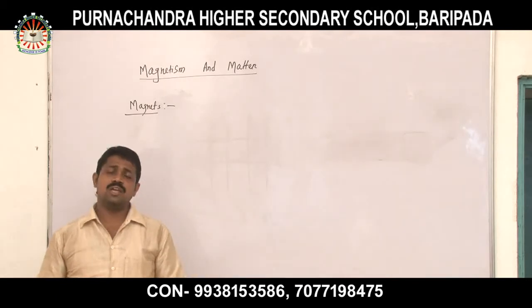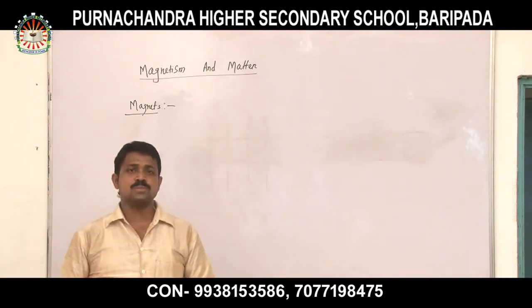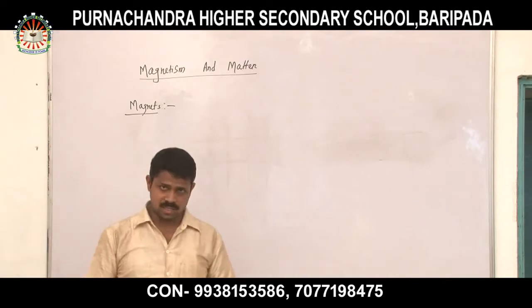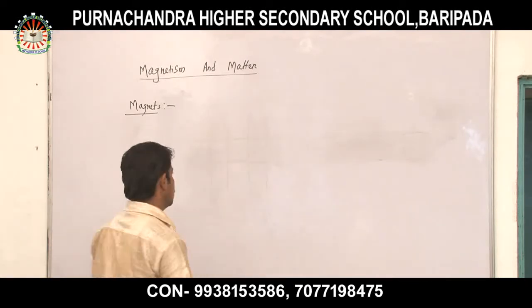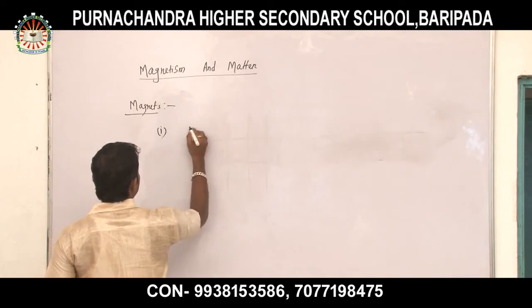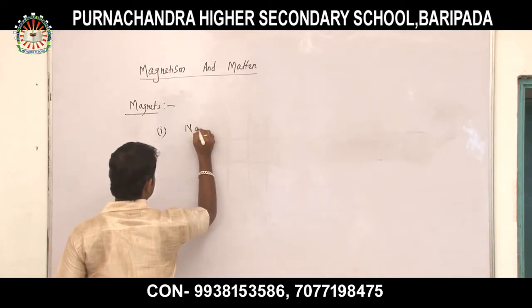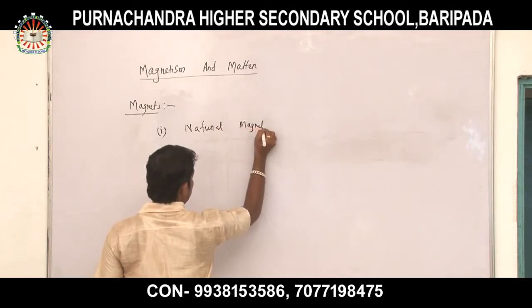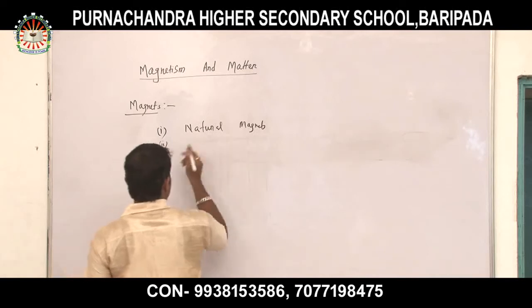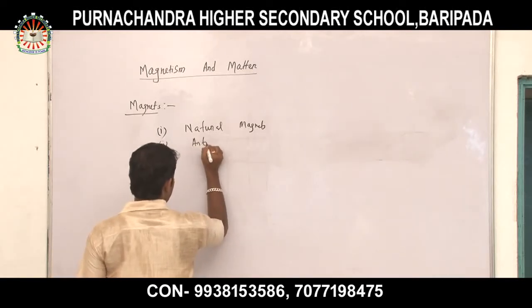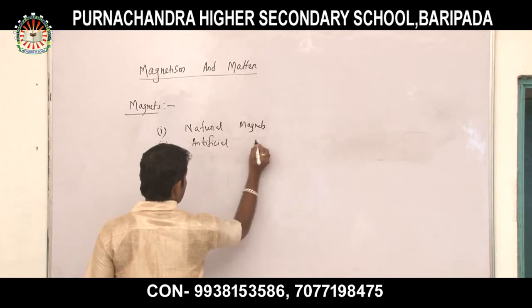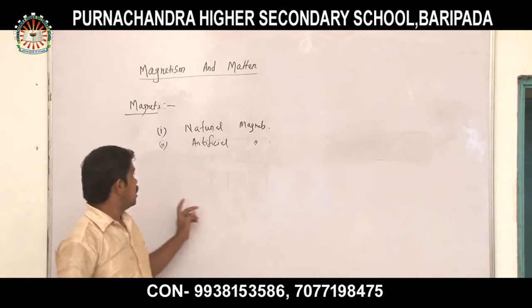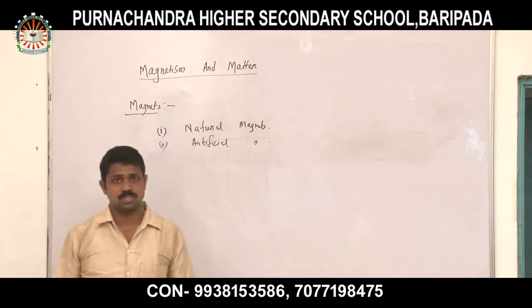Clear? So generally, on our Earth, we have two types of magnets available. The first one is your natural magnets. Number two is your artificial magnets.